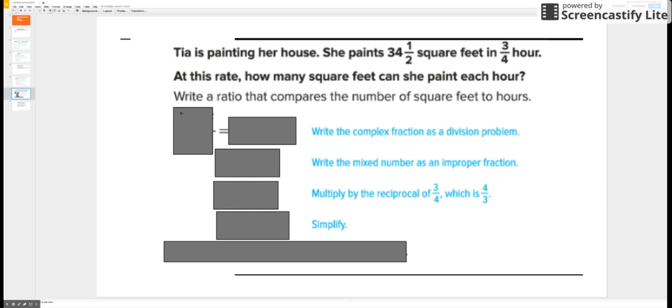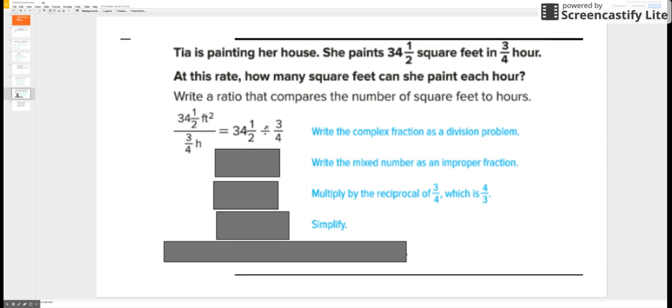All right, and here is our next example. Tia is painting her house. She paints 34 1/2 square feet in 3/4 of an hour. At this rate, how many square feet can she paint each hour? So first thing we're going to do is write a ratio that compares the number of square feet to hours. So how many square feet? 34 1/2. So it'll be 34 1/2 over 3/4 hours. Next, we're going to write the complex fraction as a division problem. So we're going to do this divided by this. Right? 34 1/2 divided by 3/4.